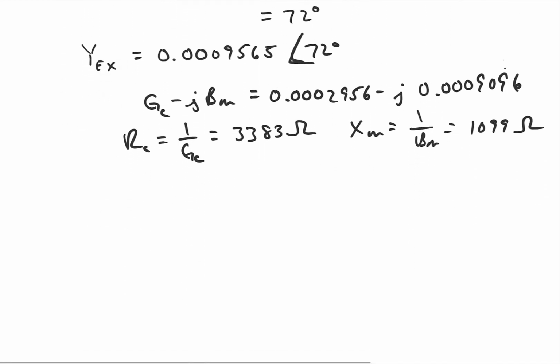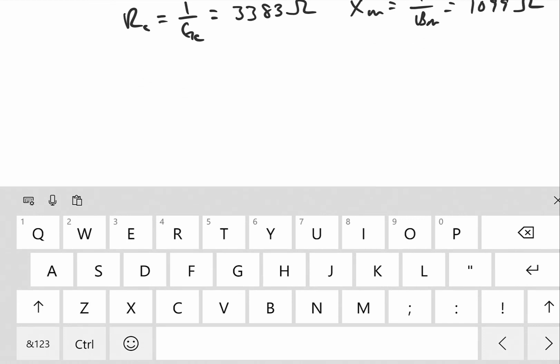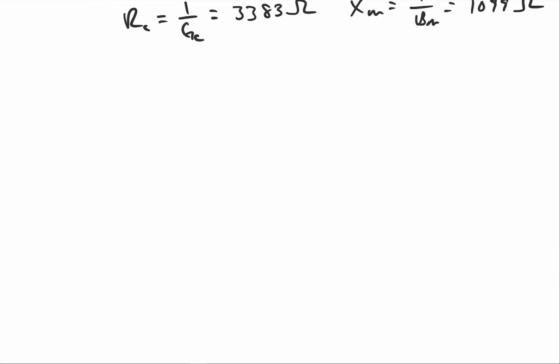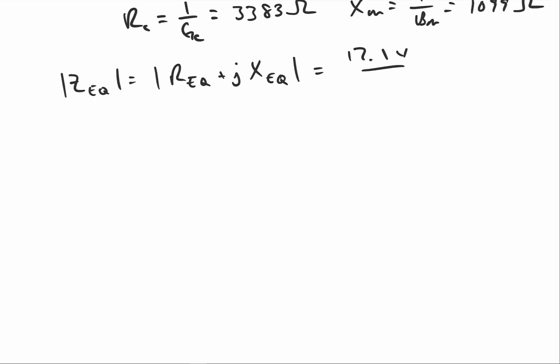Now let's move on to the results of the short circuit test. In the short circuit test, we find that Z equivalent, the equivalent impedance, which is going to be equal to R equivalent plus jX equivalent. We're using the simplified circuit model here. This is going to be equal to 17.1 volts, these come from the results of the short circuit test, divided by 8.7 amps. And that gives us 1.97 ohms.